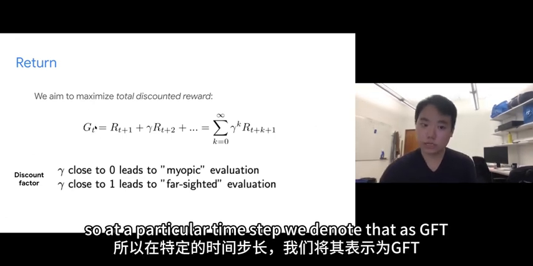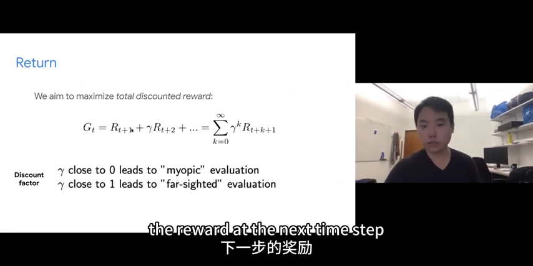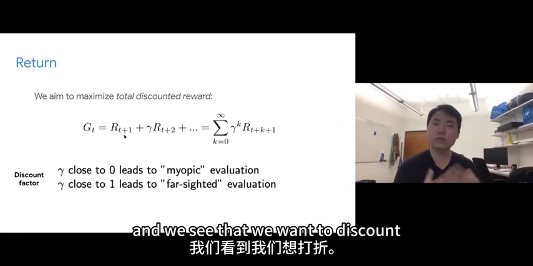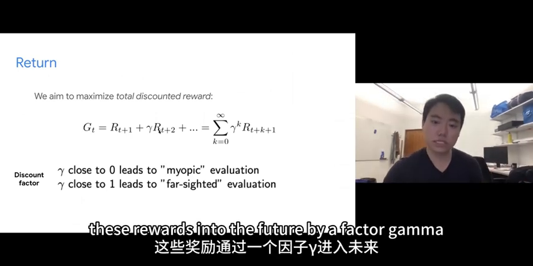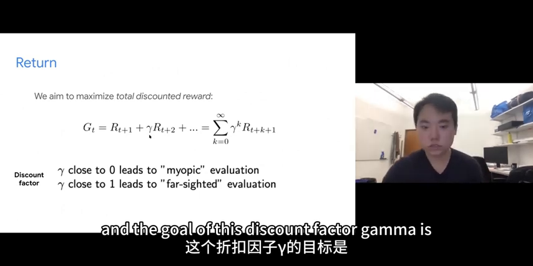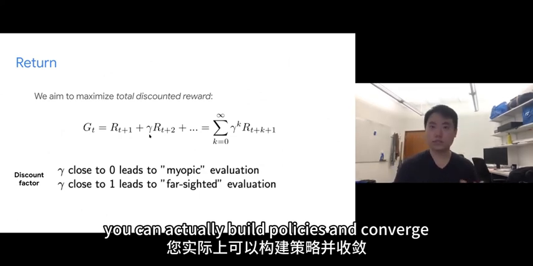All right. So we looked at in reinforcement learning, the goal is to maximize this cumulative long-term reward. So at a particular time step, we denote that as G of t. And what that's equal to is the reward at the next time step, that's your immediate reward, as well as rewards into the future. And we've seen that we want to discount these rewards into the future by a factor gamma, which is called a discount factor. And the goal of this discount factor gamma is to make sure that both empirically and theoretically, you can actually build policies and converge.